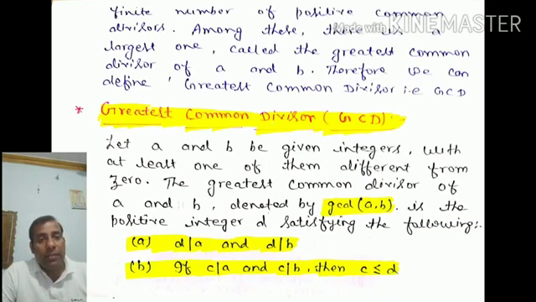Let a and b be given integers with at least one of them different from 0. Then the greatest common divisor of a and b, denoted by GCD of a and b, is the positive integer d satisfying the following conditions. First condition is d divides a and d divides b. It means d will be the common divisor of a and b. And second one, if c divides a and c divides b, then c must be less than or equal to d. Then d is known as the GCD of a and b.